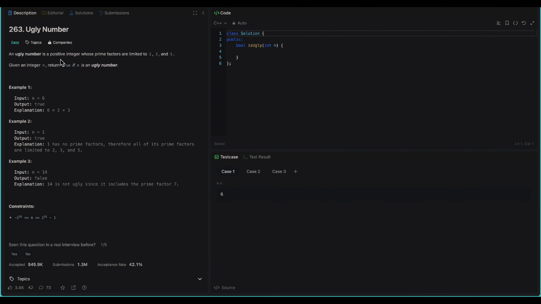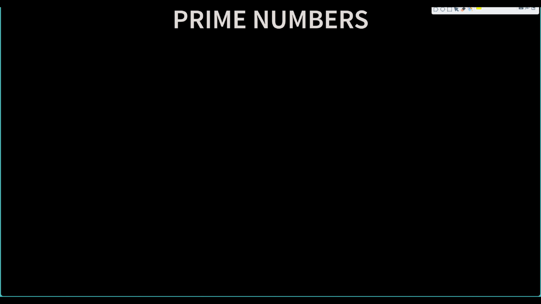A positive integer is said to be an ugly number if its prime factors are limited to 2, 3 and 5. So this problem needs a bit of a math primer. So let's first look at what prime numbers are.